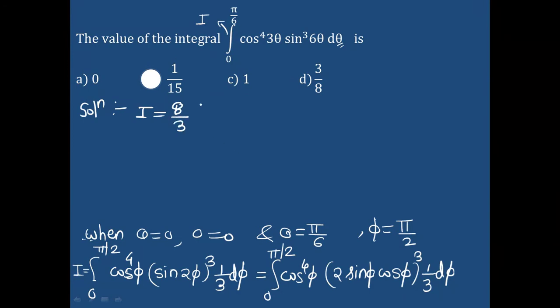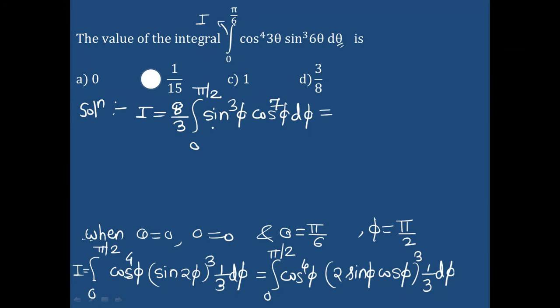Then integral from 0 to pi by 2, only the power of sine, so we have only sine cube of phi. The power of cos needs to be collected carefully. Here we have cos to the power 4 and here it is cos cube. So 4 plus 3, 7. So we have cos to the power 7 phi, integration with respect to phi.